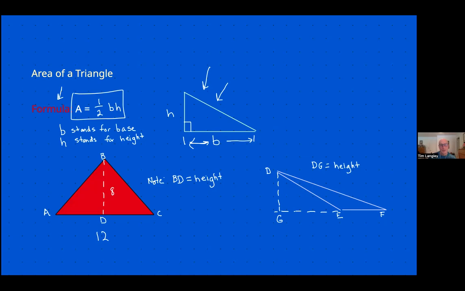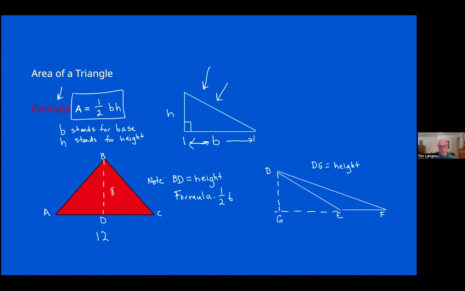But if I was going to figure out the area of this triangle ABC, the red one, I would go like this. I would take my formula, and I want you to practice this because we're getting into all kinds of formulas here for the rest of the quarter. It's 1/2 BH, the base times the height.